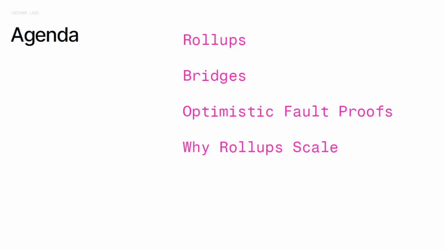For the talk today, I'm going to start off with just rollups in general. Then we have to go through a brief segue into bridges, and then I can talk about optimistic fault proofs. This is where optimistic rollups get their name and what makes an optimistic rollup, this optimistic part. Lastly, we've done all of this work, and I'll talk about how rollups actually scale Ethereum.